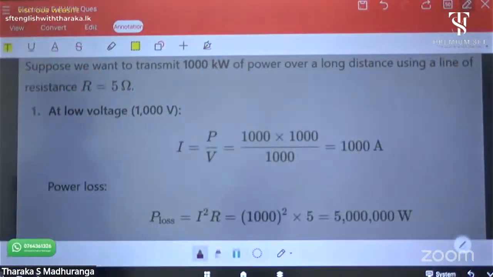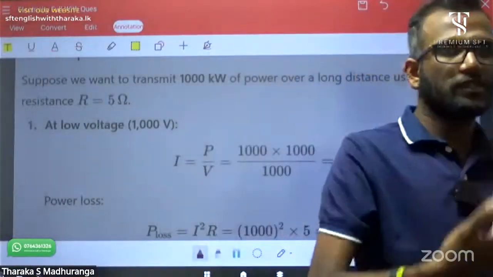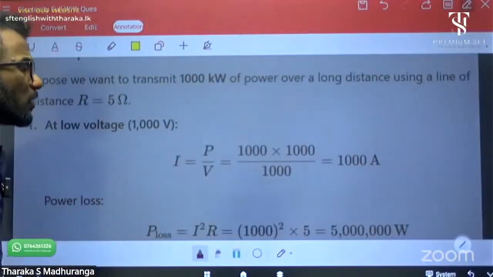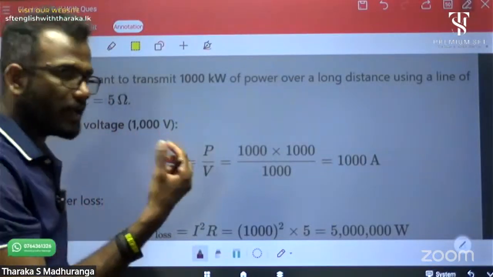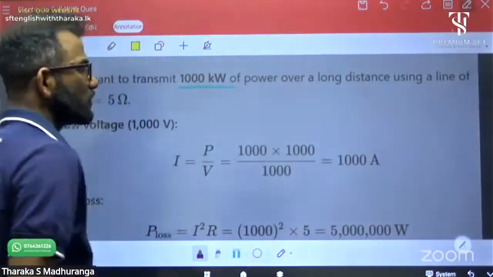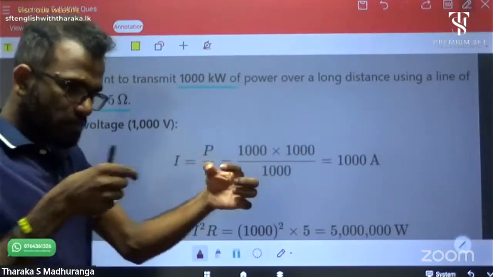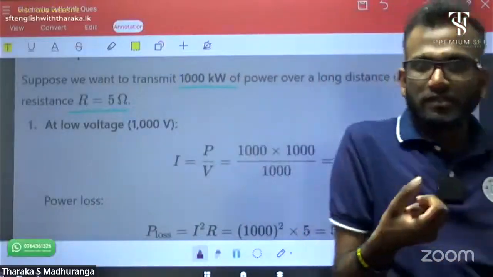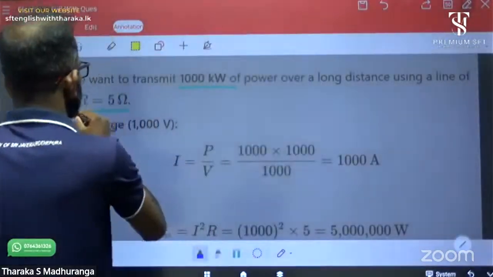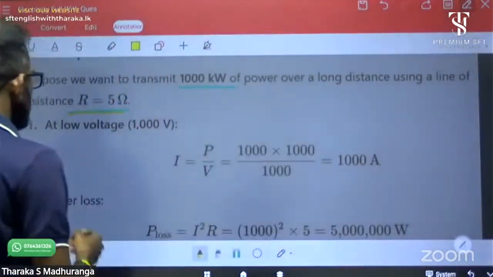Okay, that's the thing I explained in long distance transmissions. Suppose we want to transmit 1000 kilowatt. 1000 kilowatt is electric power. Okay, electric power over a long distance using a line of resistance 5 ohm. Normally, the transmission conductors have some resistance, some disturbance that we already discussed. Okay, now think at low voltage.